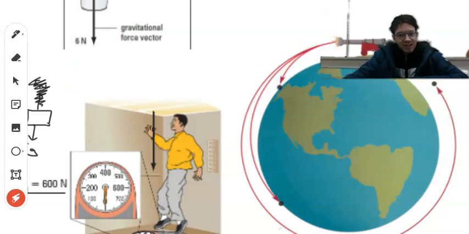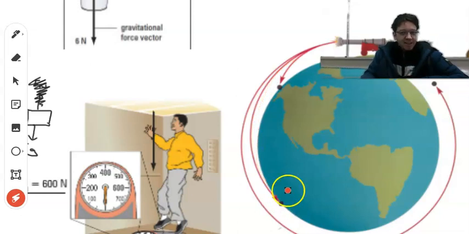So it does come down and hit the Earth, but look at the path it makes, the trajectory. It does go part way around the Earth before it hits the Earth. So if we can figure out a way to increase the speed of that cannonball, then it would go further around the Earth and eventually crash here.